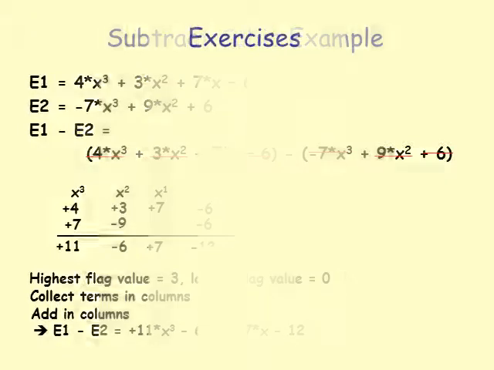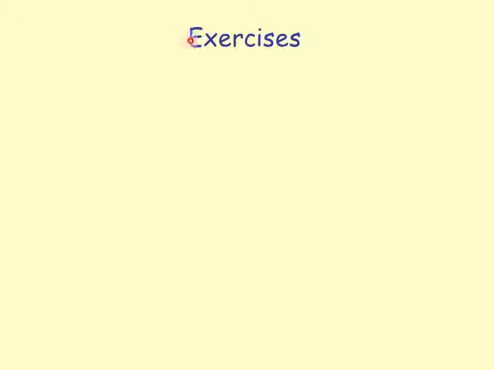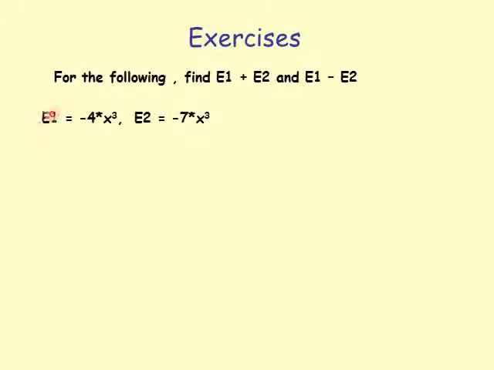Let's continue. Let's do some exercises now. We would try to find our E1 plus E2 and also E1 minus E2. First exercise: E1 is equal to minus 4x cubed and E2 is equal to minus 7x cubed. Flag value is 3, and the coefficients are minus 4 and minus 7. This is one term and one term. E1 has one term and E2 also has one term. These are cubic expressions though: minus 4x cubed and minus 7x cubed.